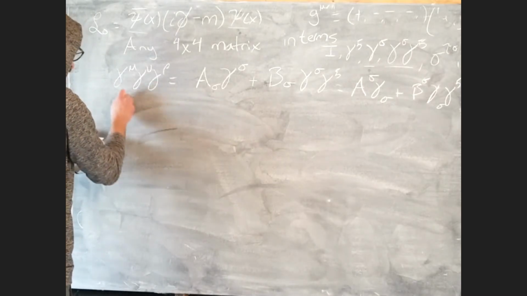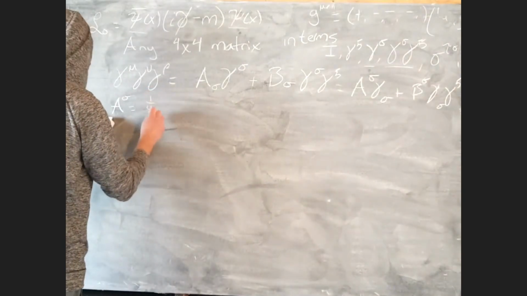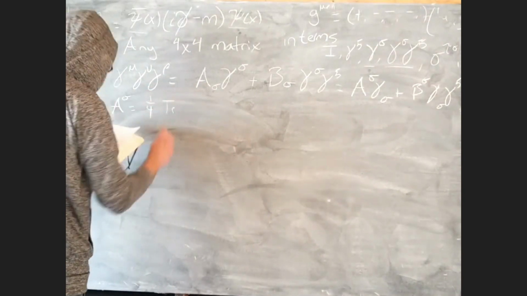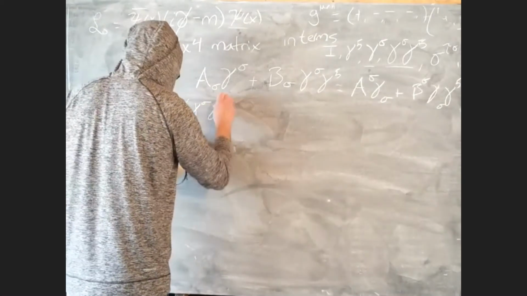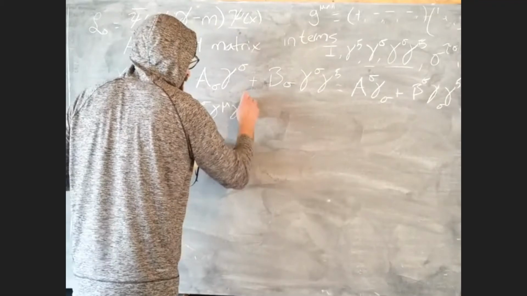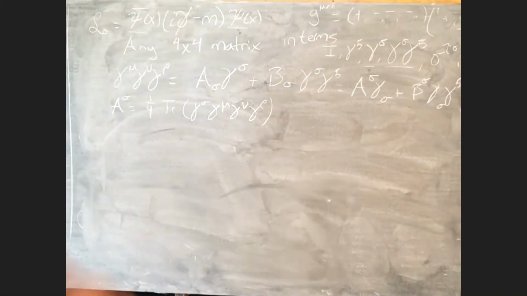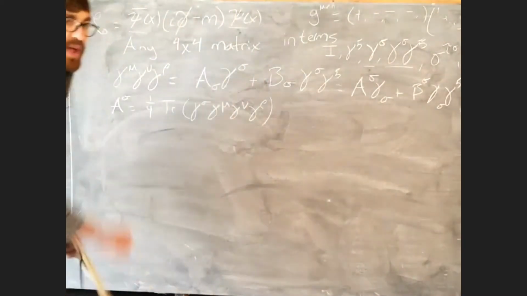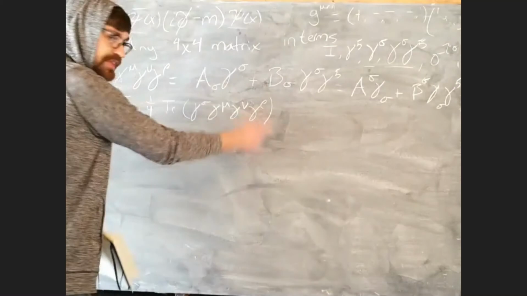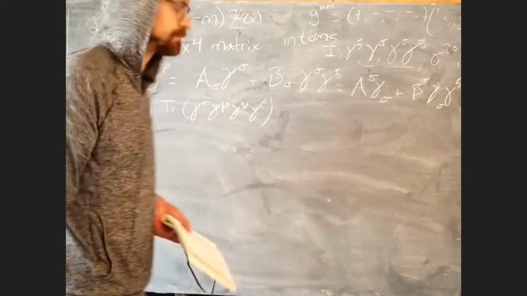A sigma up here is going to take the following shape: 1/4 the trace of gamma sigma, gamma mu, gamma nu, gamma rho. Now I know that the trace is basically the sum of the diagonals. If you don't know what trace means, you have some matrix, you multiply all of these 4x4 matrices together, and the trace is the sum of the diagonal.